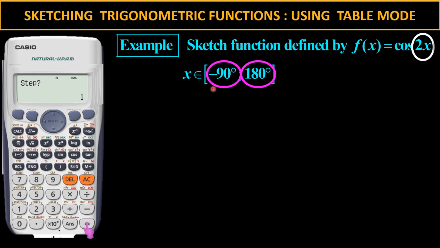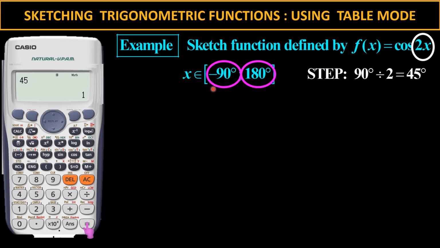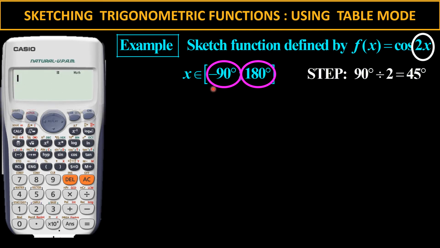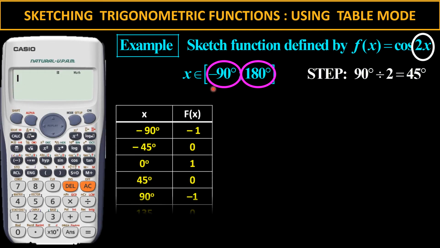Now let's look at the steps there. You've got 2x, so your steps are changing. Your default step is 90, so you take 90 divided by 2, and 90 divided by 2 is 45. So my step here is 45. Once you enter your step 45 and press the equal, a table will be generated. So there's the table. Let me just put down the table and list it here.